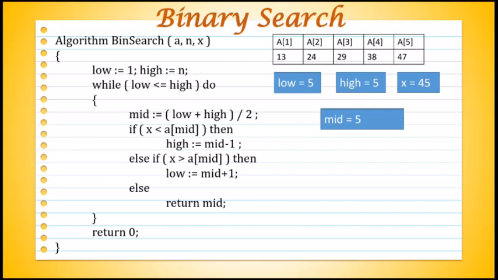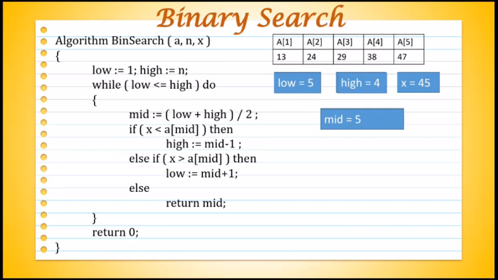That means we will change the value of high. So the value of high will be mid minus 1, that is 5 minus 1. So the new value of high will be 4. Again we will go back because the previous condition was true. Now we will again check whether low is less than or equal to high. So is 5 less than or equal to 4? No, this condition is false.